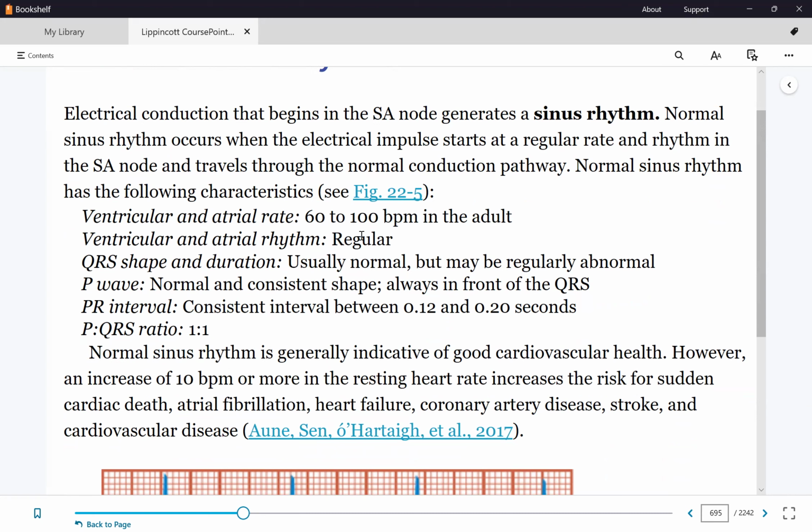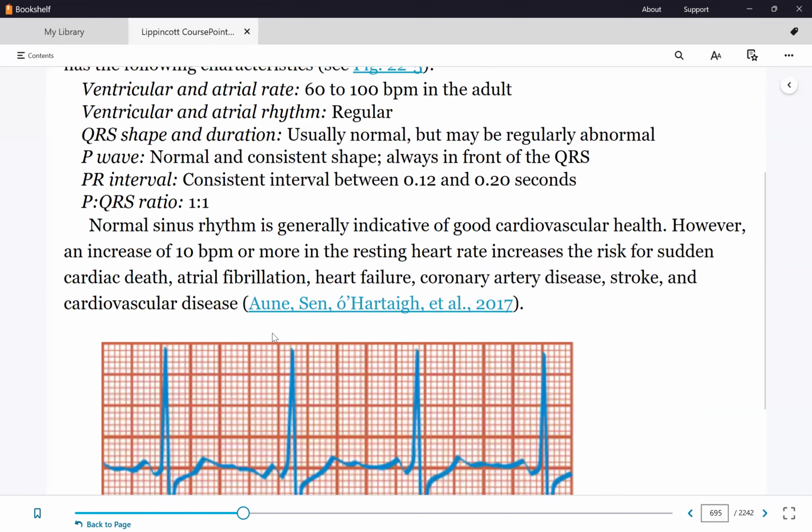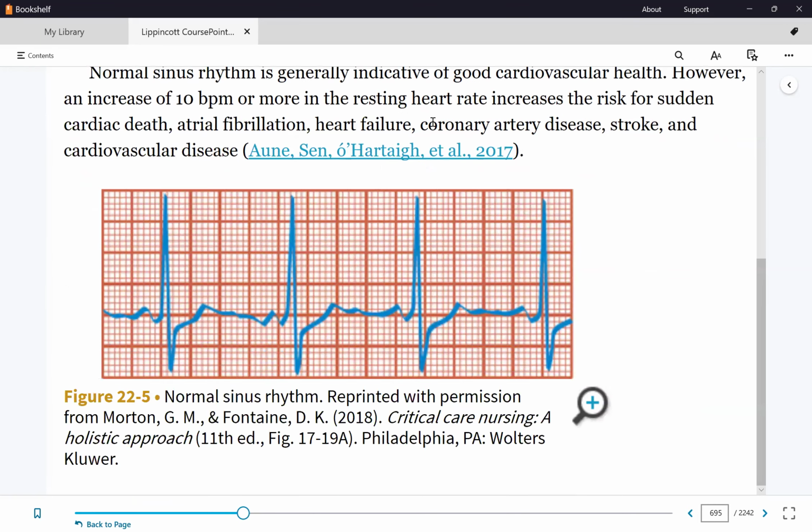Remember when we did the caliper? They occur about the same interval. Shape and duration: P waves normal, QRS normal, PR interval normal duration, QRS under 0.12 or less. There's a P wave always occurring before QRS, and a 1:1 ratio, meaning 1 P for every QRS, 1 ST for every T. All right. If that's all met, normal sinus rhythm. Here's an example of a normal sinus rhythm.